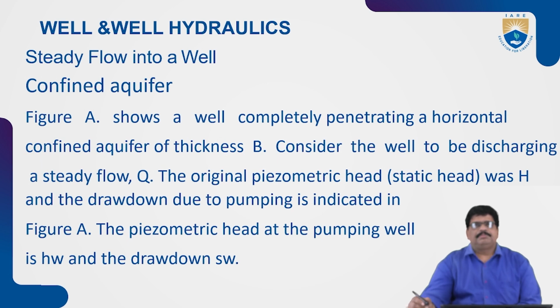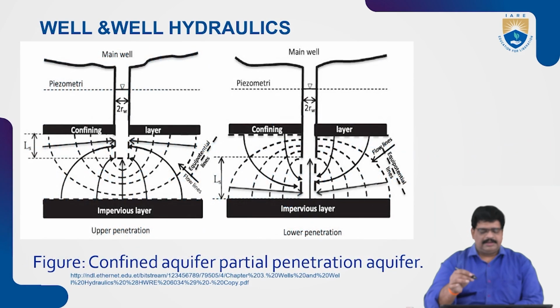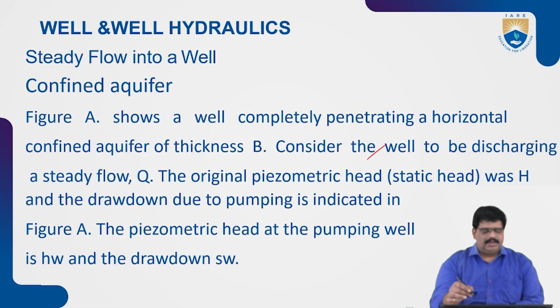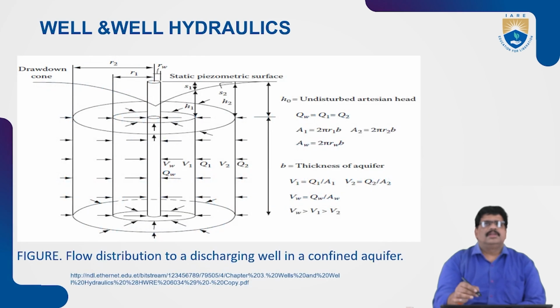It shows the completely penetrating horizontal confined aquifer thickness, with the confined well discharging at steady flow. The original piezometric head and the static head are there. Pumping indicates, and also figure A shows the piezometric head of the pumping well, and the drawdown. The next diagram shows how the water flows inside, the flow distribution of the discharging confined aquifer.